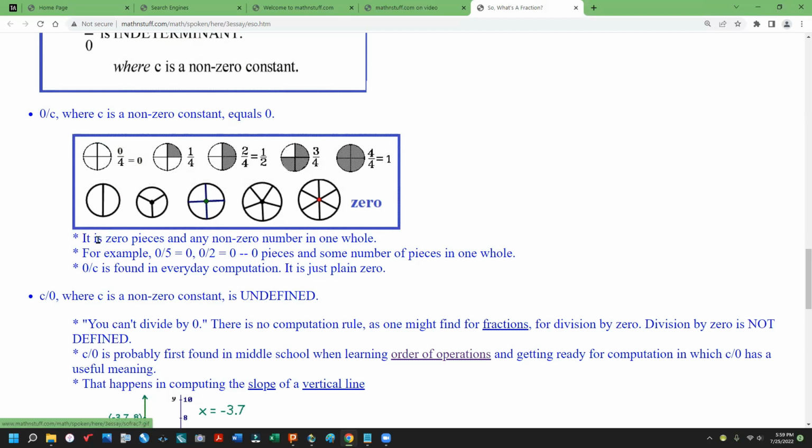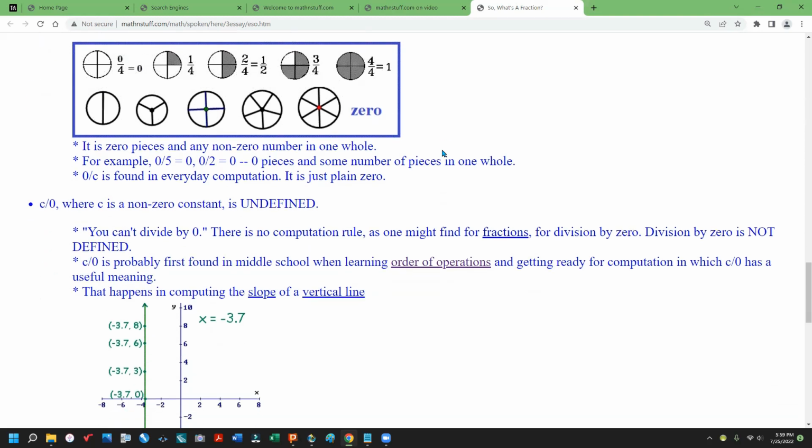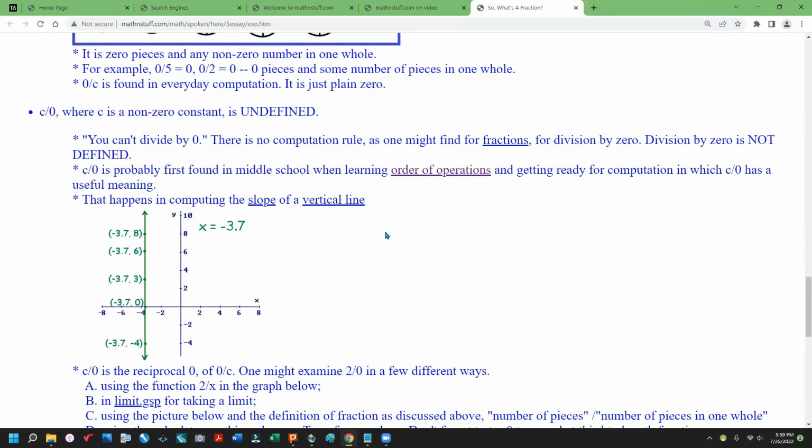A 0 is 0 pieces and any non-zero number in one whole. 0 over some number is found in everyday computation. It's just plain 0. You've been using it since you were in 4th grade, probably.